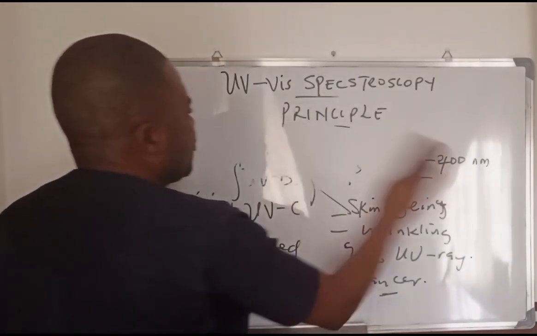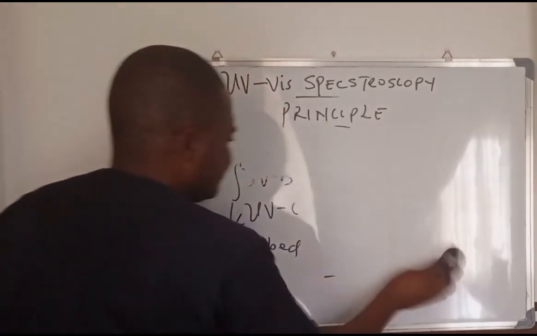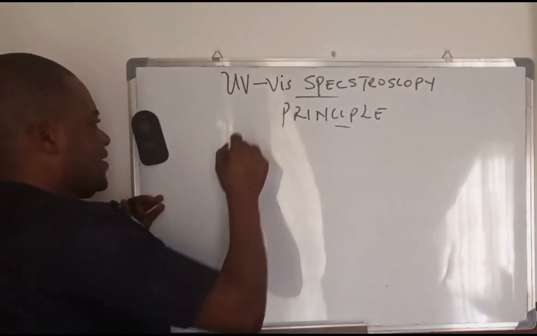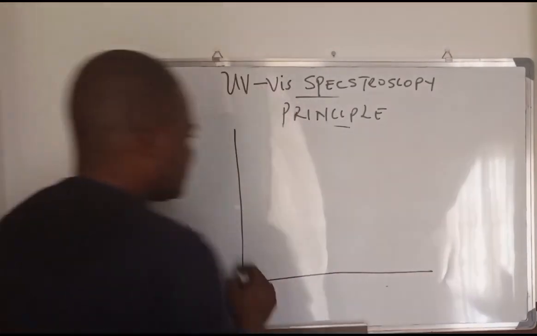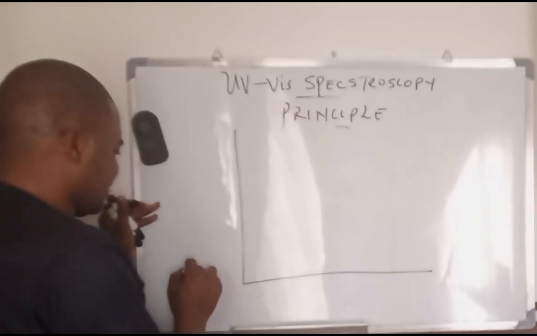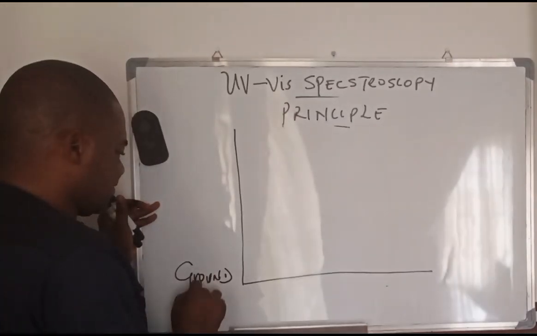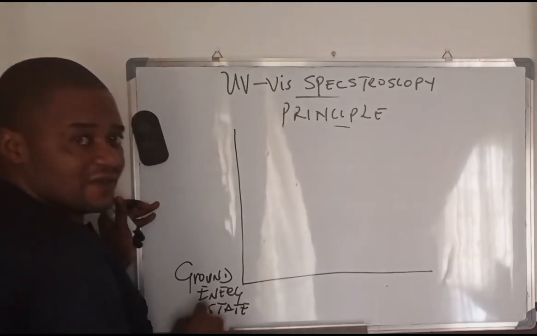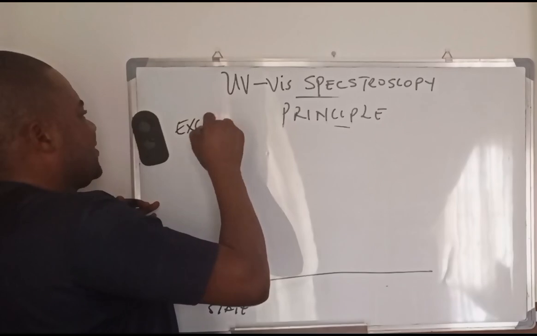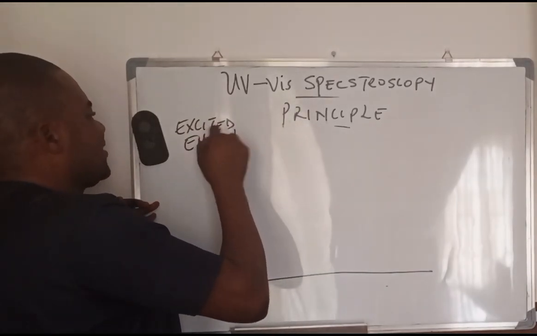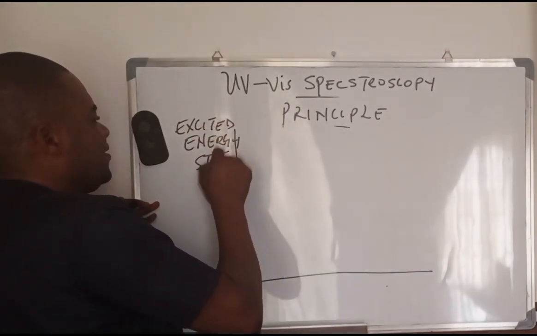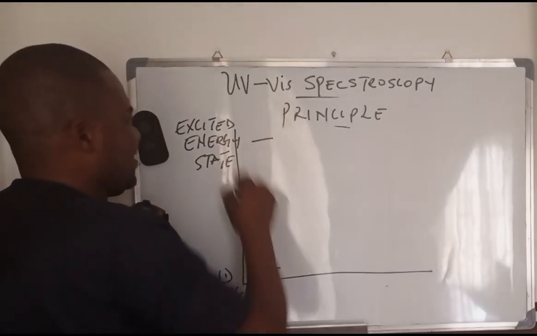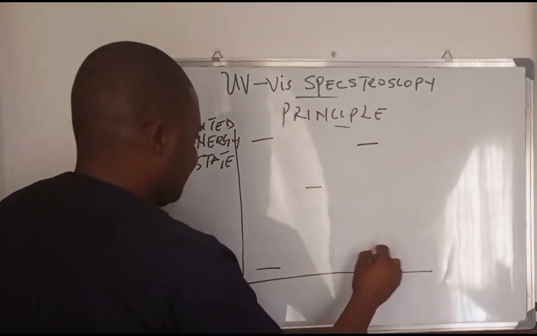Now let us just put down something that will guide us through. Let's say we have this. So if this of course is the ground energy level, or ground energy state, and this of course is the excited energy state. Okay, so at this level we could have this, and we have this.